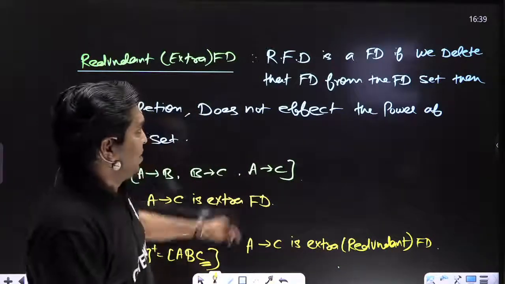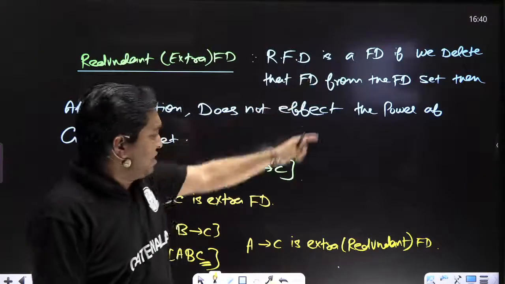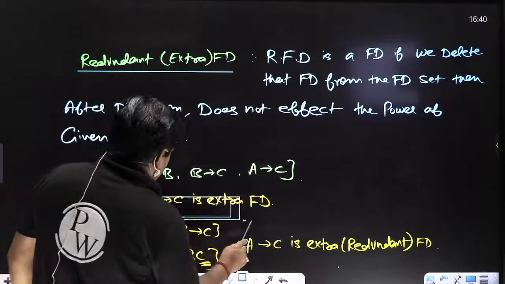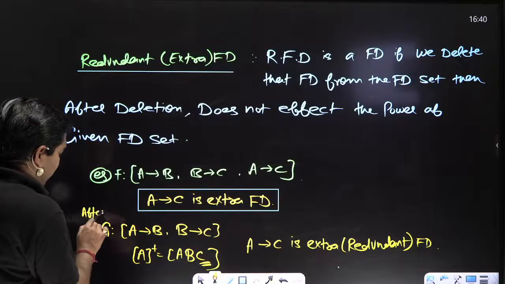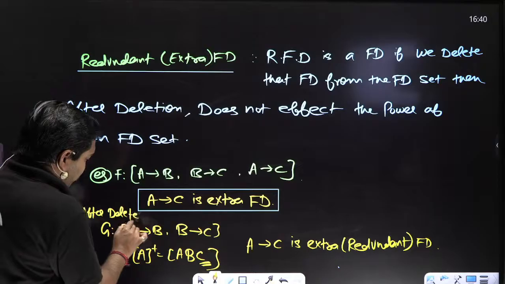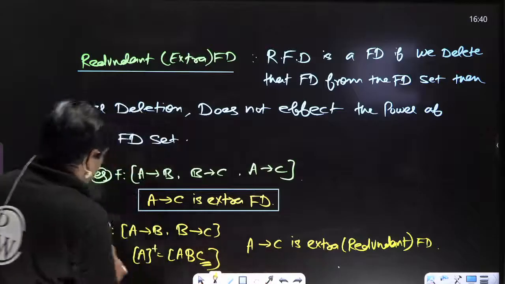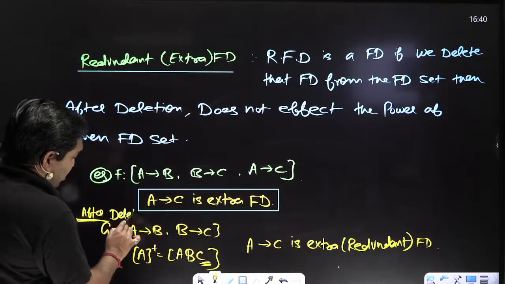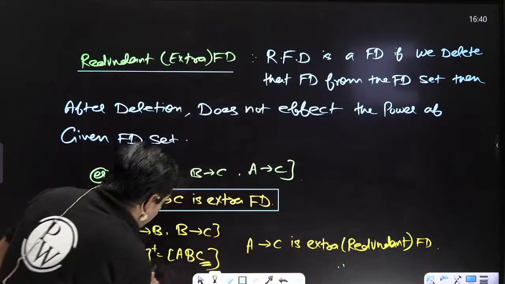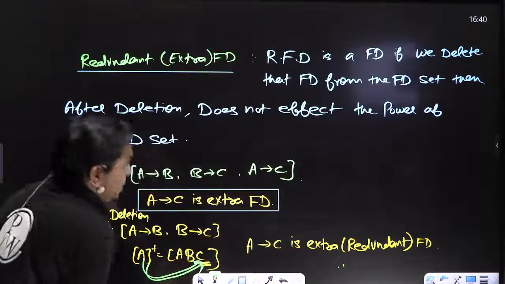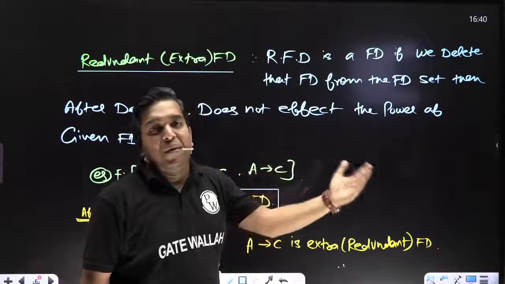Now come to the technical part. A redundant FD is an FD such that if we delete that FD from the FD set, then after deletion, again you are able to get A to C. Means after deletion, it does not affect the power of the FD set.